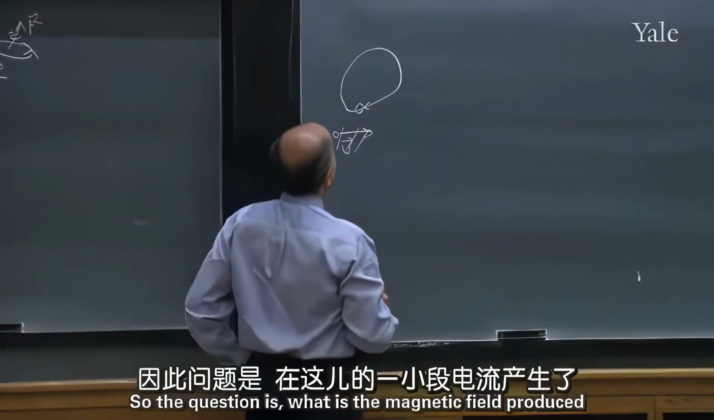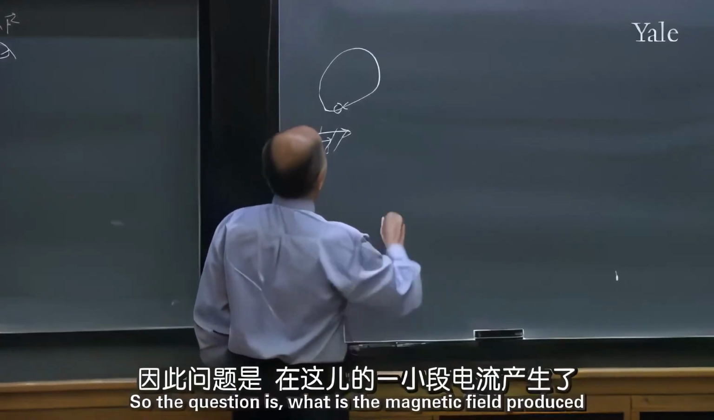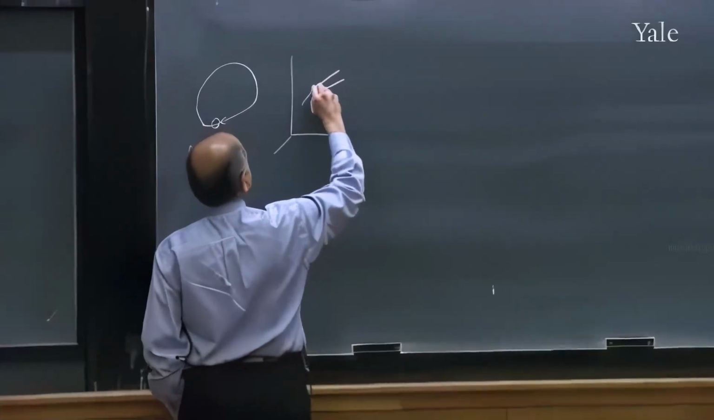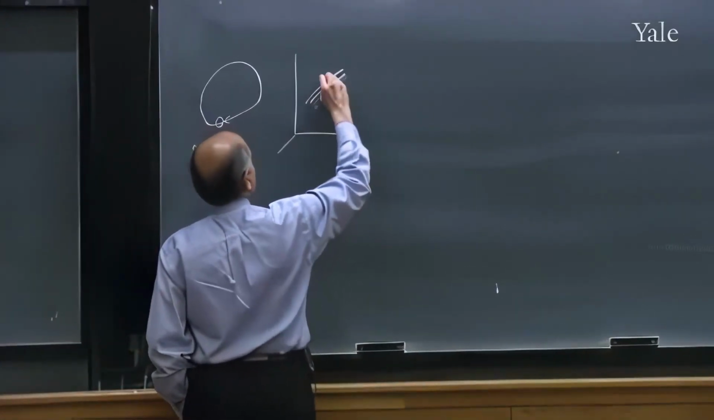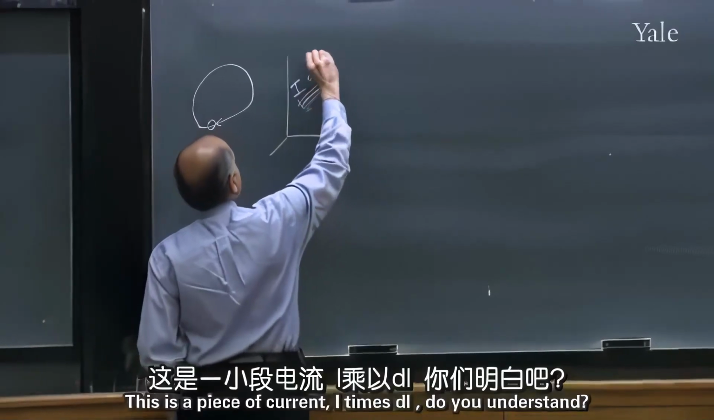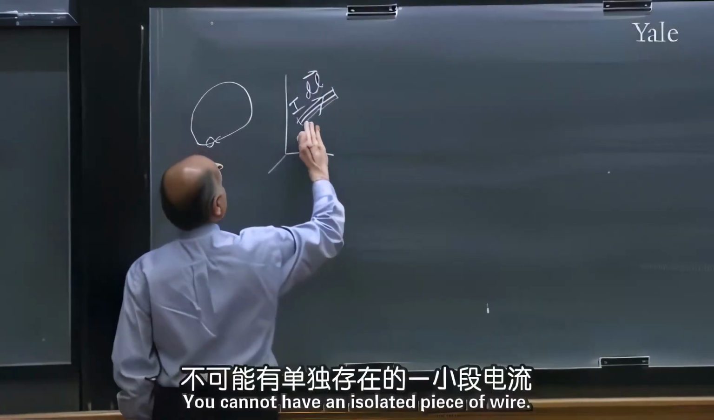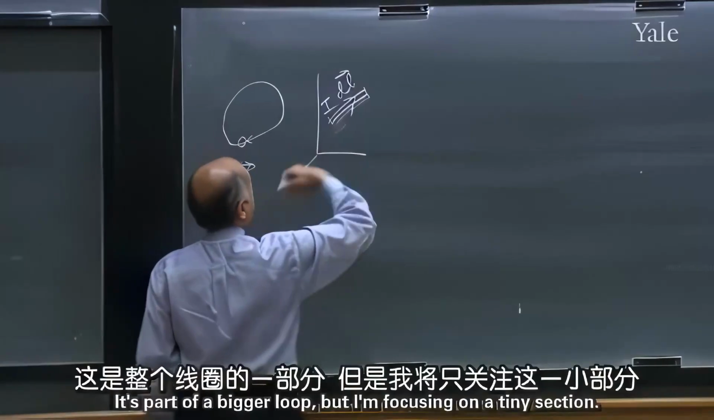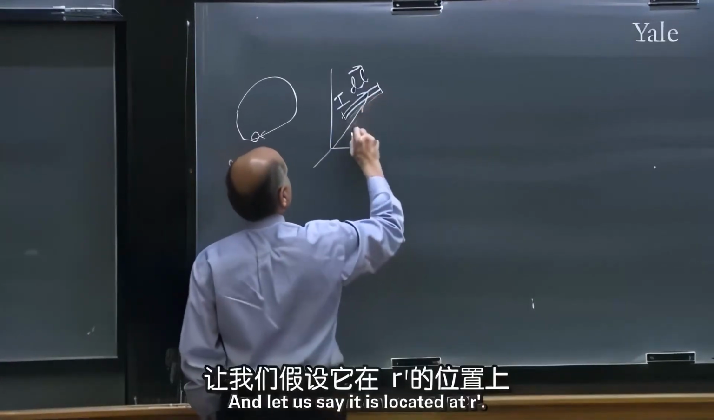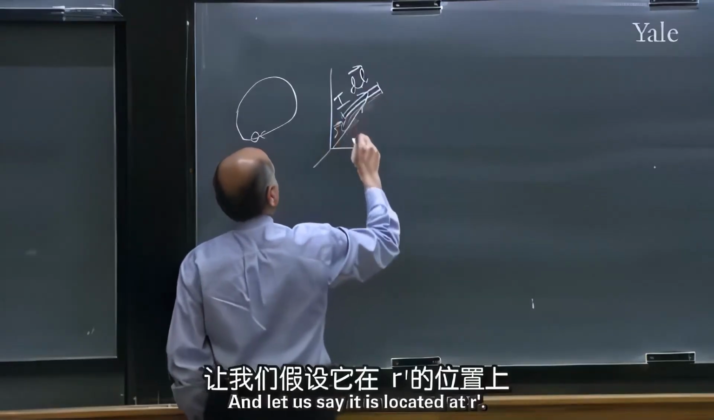So the question is, what is the magnetic field produced by a tiny piece of current sitting somewhere? This is a piece of current, I times dl. You cannot have an isolated piece of wire. It's part of a bigger loop, but I'm focusing on a tiny section. And let us say it is located at r prime.